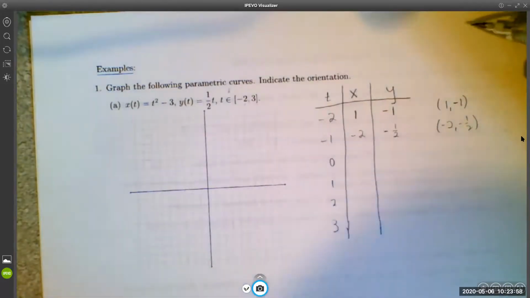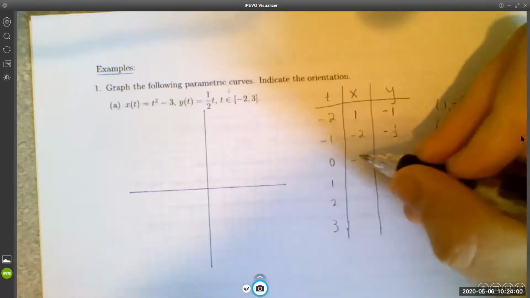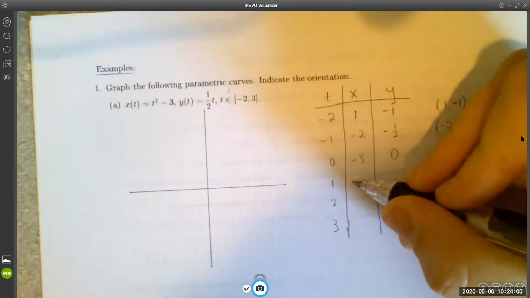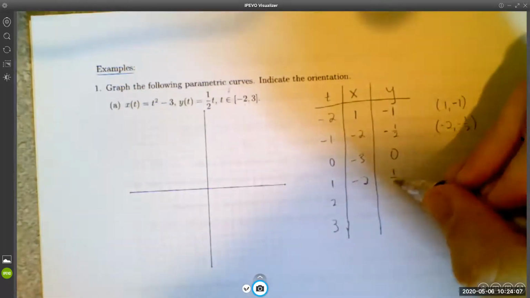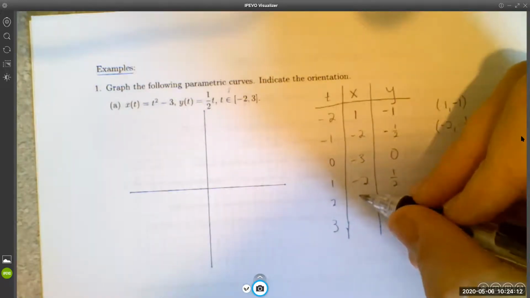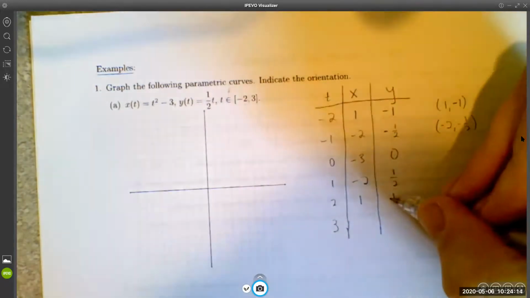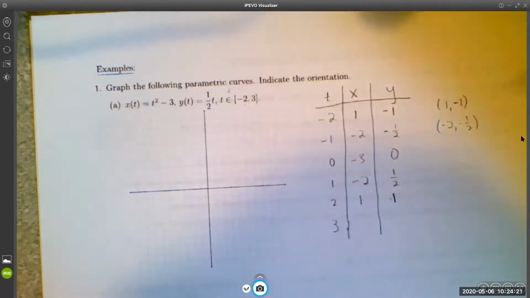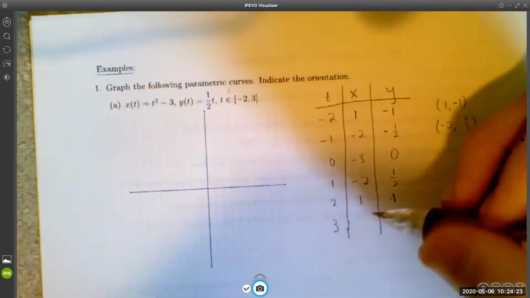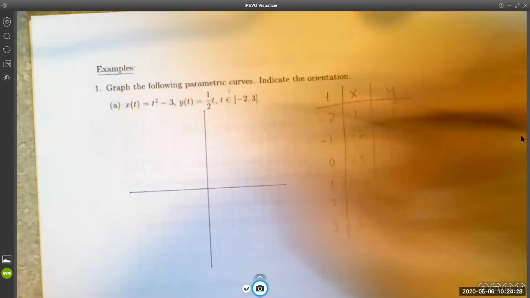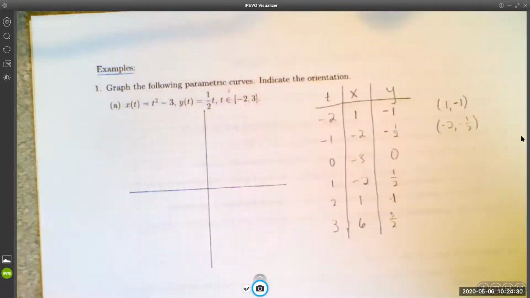So moving a little more quickly, here I would get the point -3, 0. Here I would get the point -2, +1/2. Here I would get the point 1, +1. I was going to say 1/2, but no, if I'm plugging in 2, I get 1. And if I plug in 3, 3 squared is 9, minus 3 is 6, and 3/2. So these are the points that I'm getting.